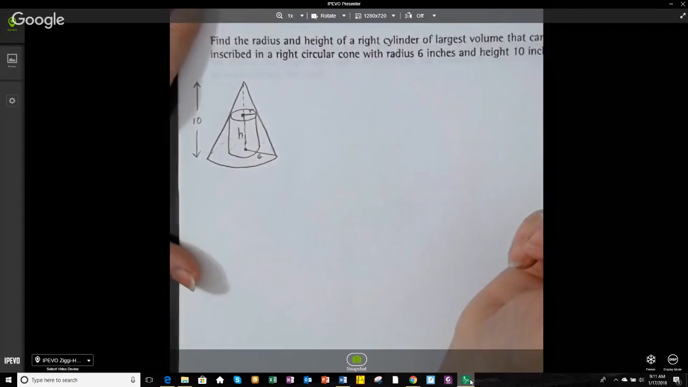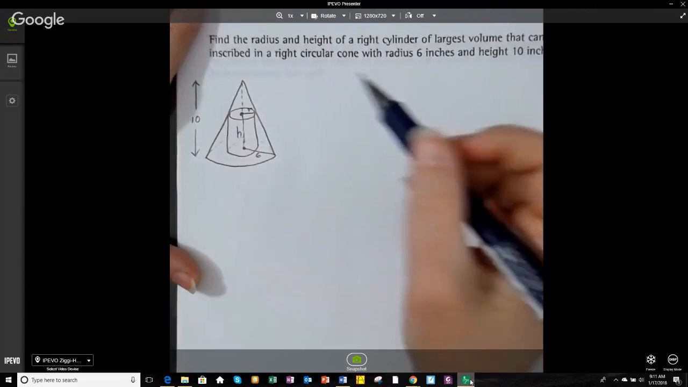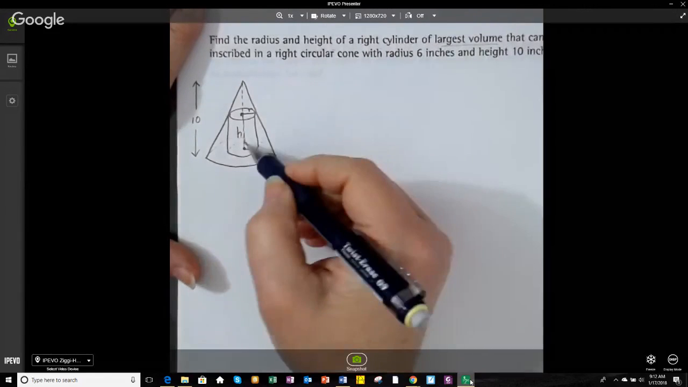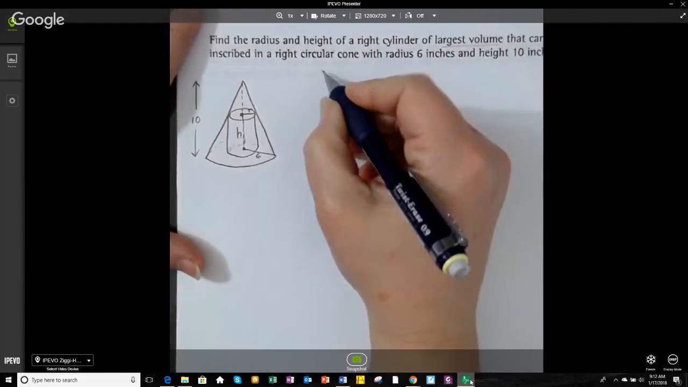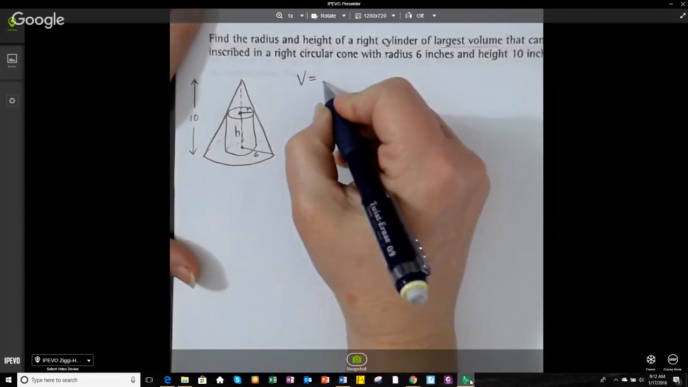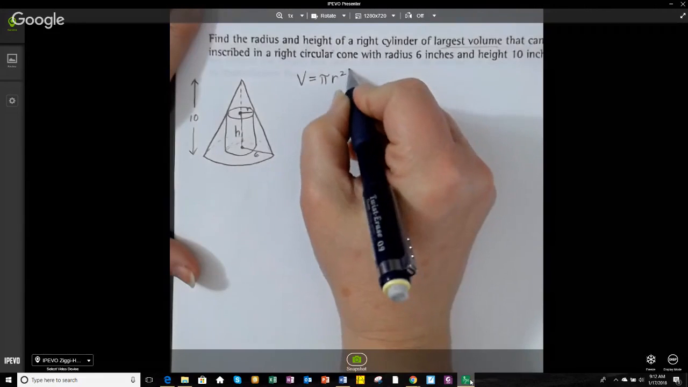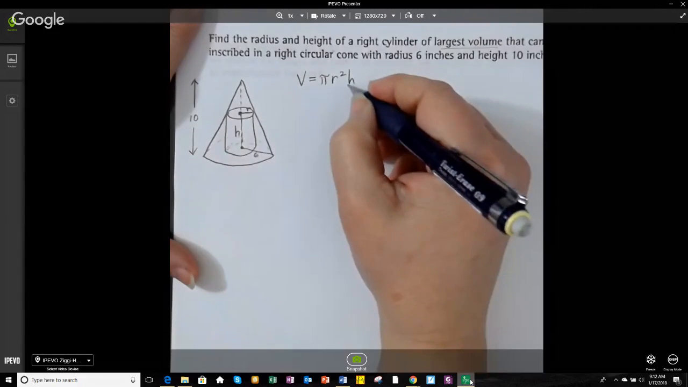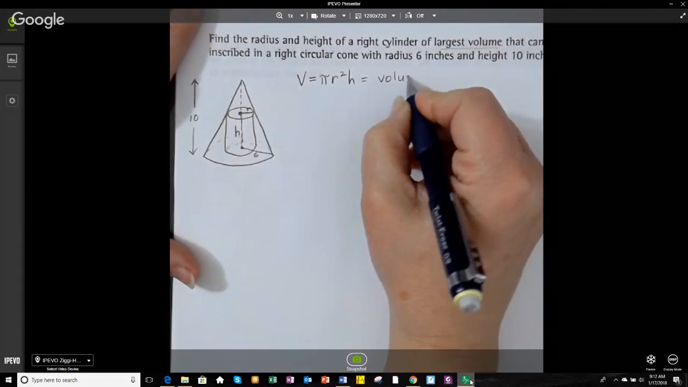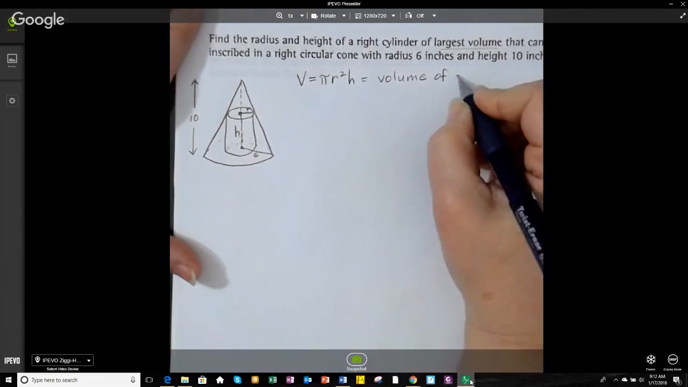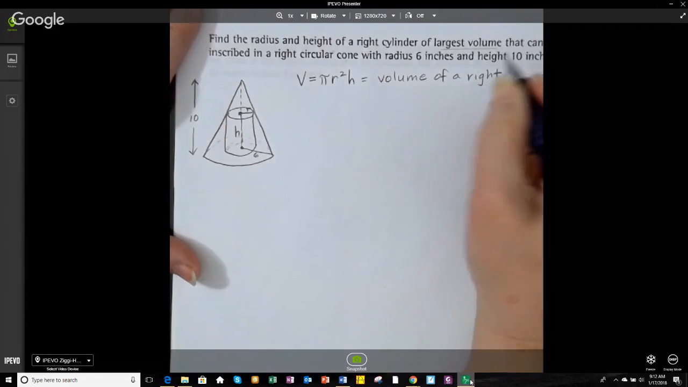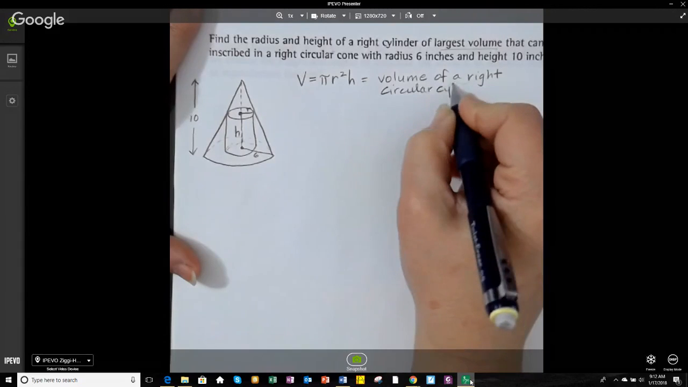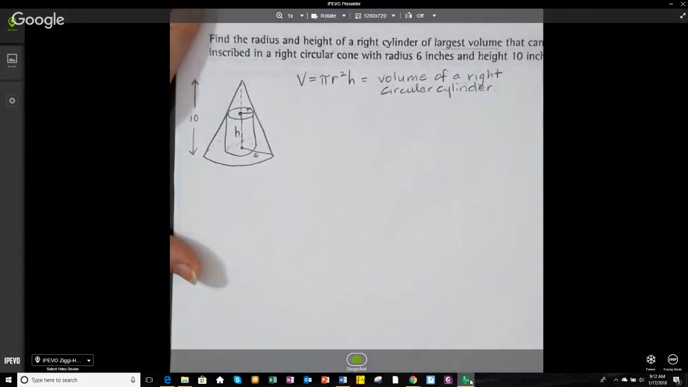Okay, so what are we trying to find the maximum or the minimum of? Well, this problem says find the radius and height of the right cylinder of largest volume. So I need the volume of a cylinder. Well, I happen to know that the volume of a cylinder is pi r squared h, which is the area of the base times its height. Okay, and this is equal to the volume of a right circular cylinder.